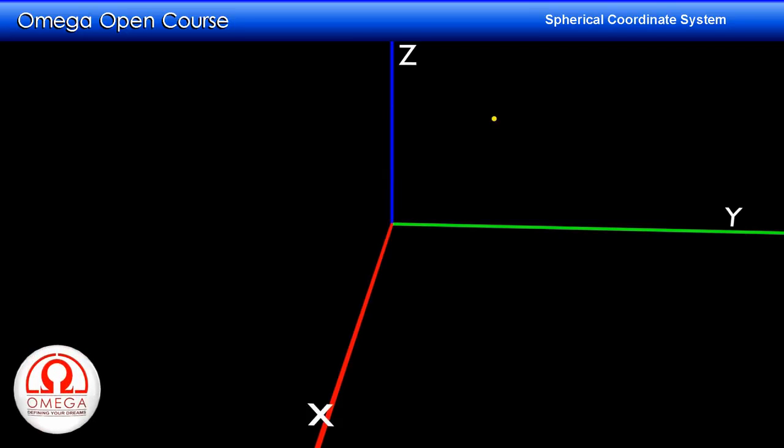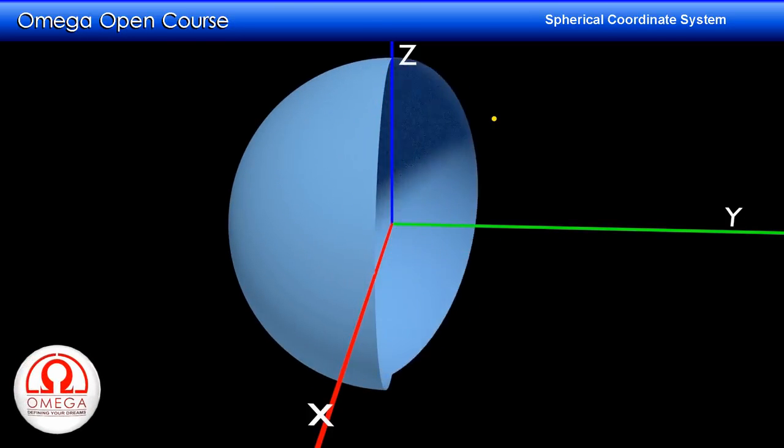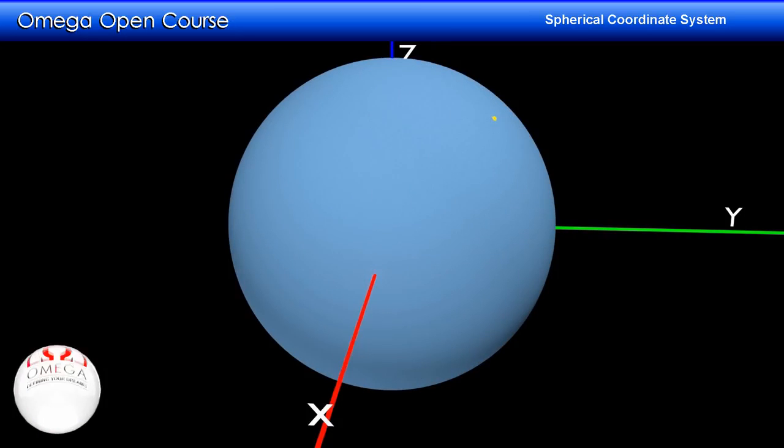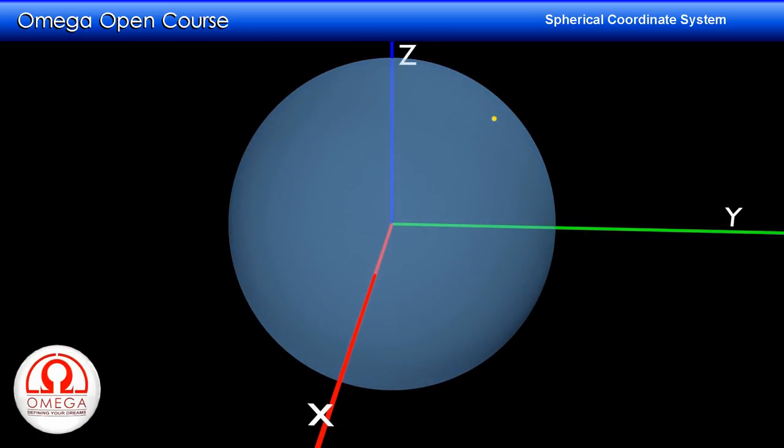Let there be a point in this space. Now let us draw a sphere with center at the origin such that it passes through the point. The first parameter is the radius of the sphere. If you draw a line from the origin to the point, the first parameter is the length of this line and is usually represented by r.